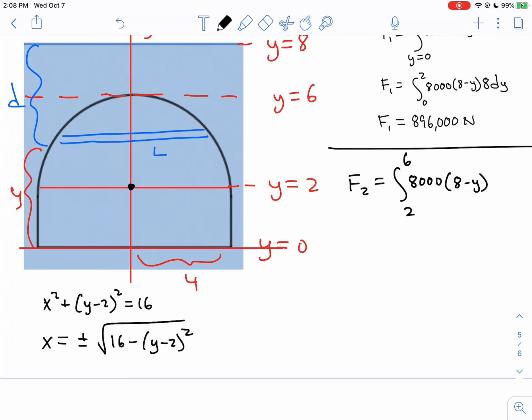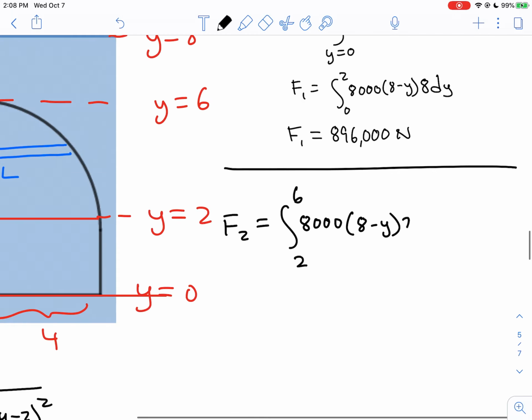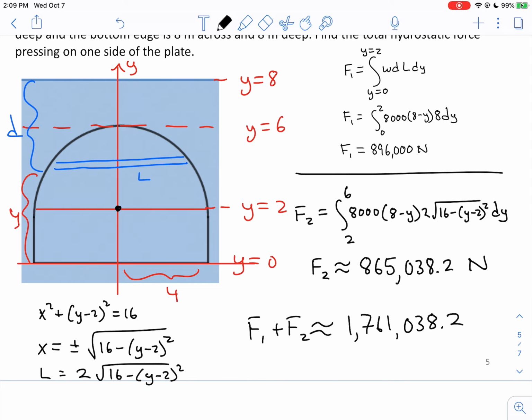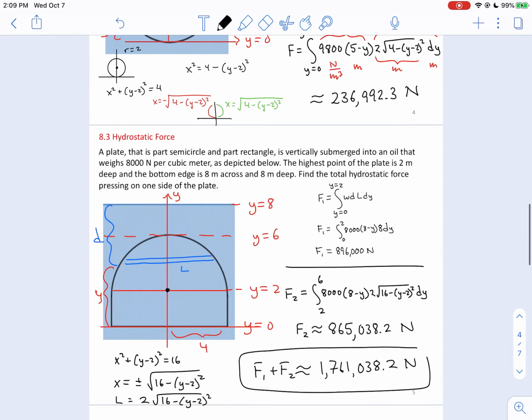And then when I do right minus left, we're going to wind up getting that the L is twice this radical. That needs to go in right here. We have twice times the radical of 16 minus (y minus 2) squared, all in the radical, and then the dy. And when I reach for the integral calculator, that gives us approximately 865,038.2 newtons. And then the total force, you just add these individual forces. And so we're going to get a total force of about 1,761,038.2 newtons.